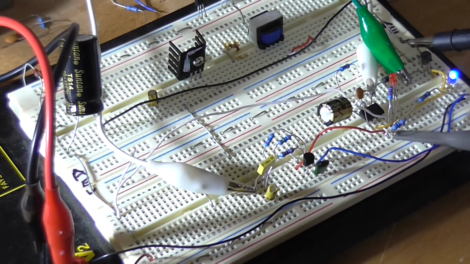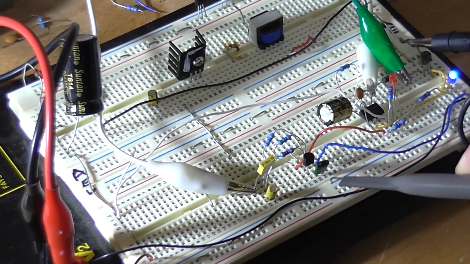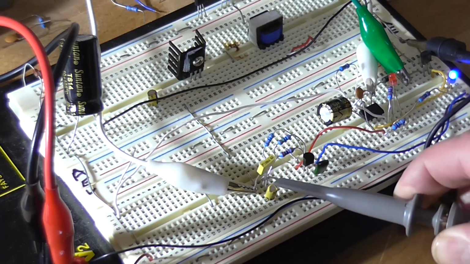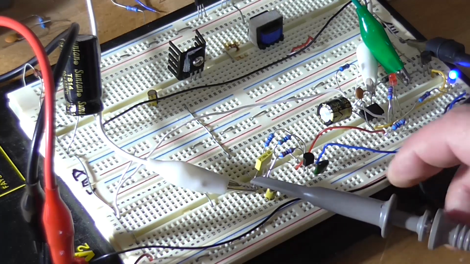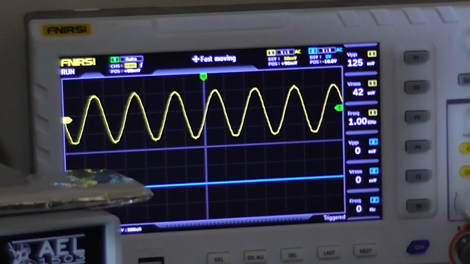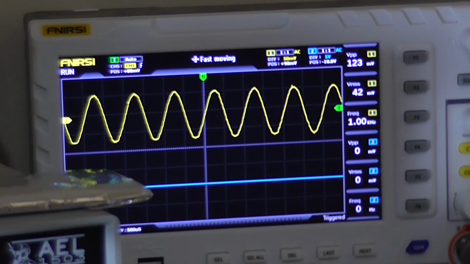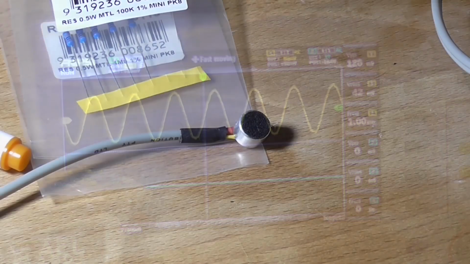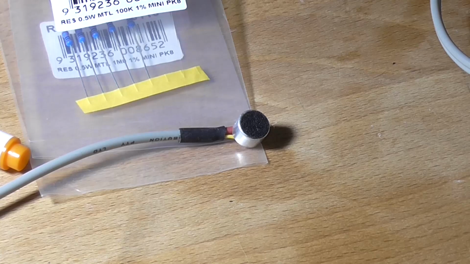So what the actual input voltage is going into the circuit, I'm going to find out by measuring it. Well, according to the oscilloscope, it's about 130 millivolts peak to peak, or 42 millivolts RMS, which should be sensitive enough for an electret microphone, which is going to be my next little bit of an experiment. And this is what it's all about, is experimentation.